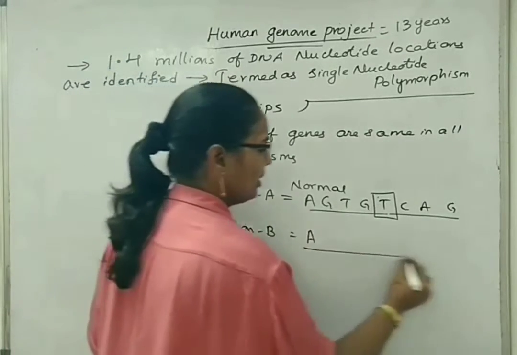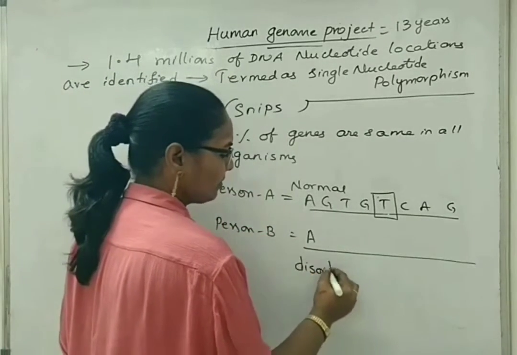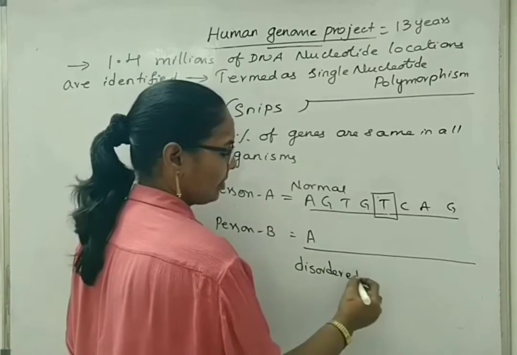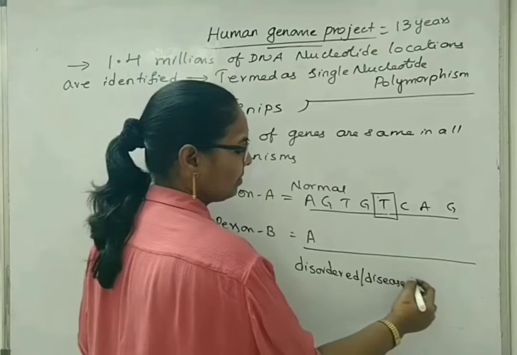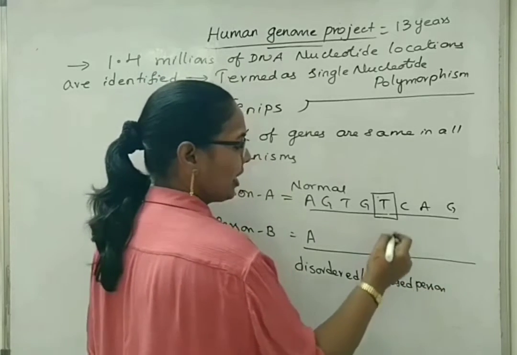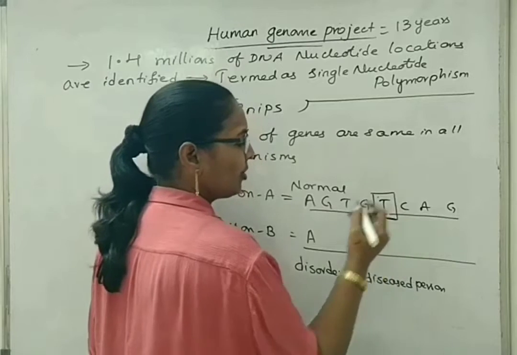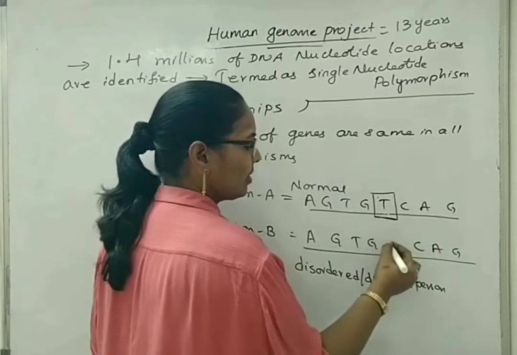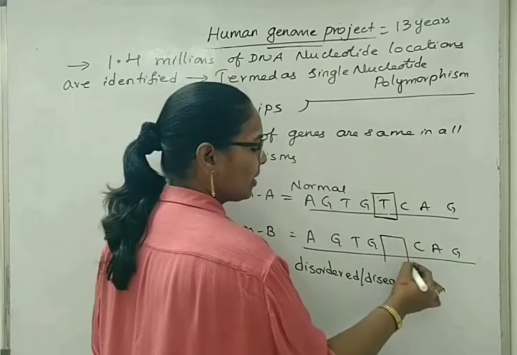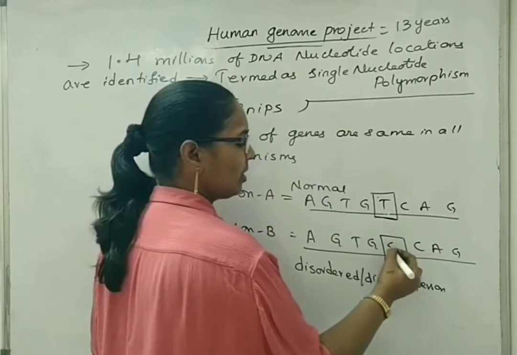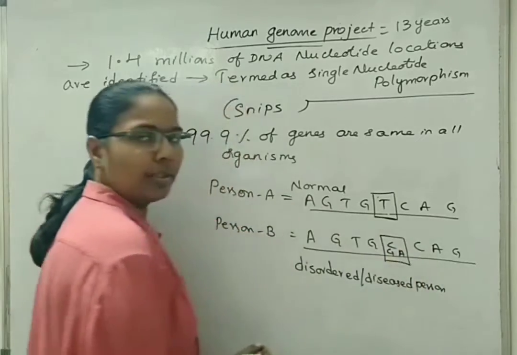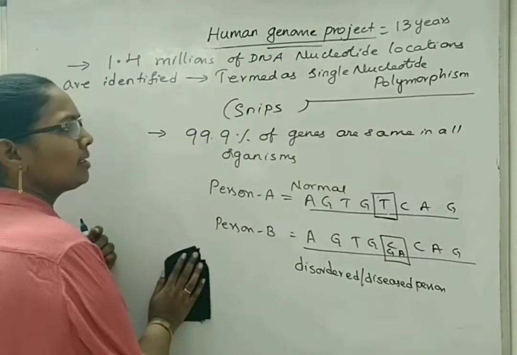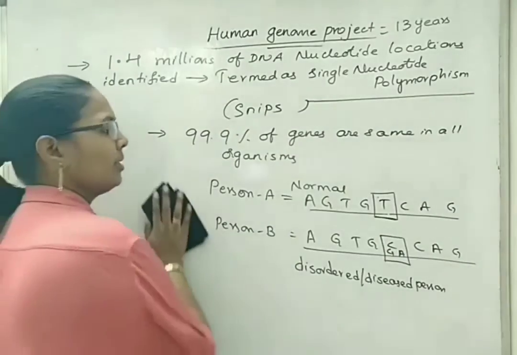So, in a disordered or diseased person, there will be a change in that one particular nucleotide sequence. Everything will be common, but the diseased person will have a change in one particular nucleotide. It can be cytosine or guanine or adenine or anything, or uracil. So this type of arrangement is called single nucleotide polymorphism.